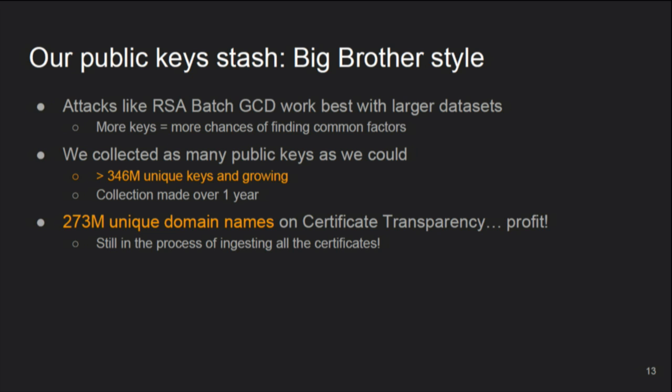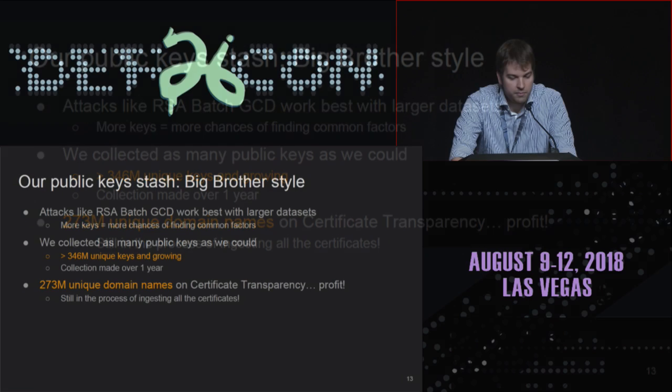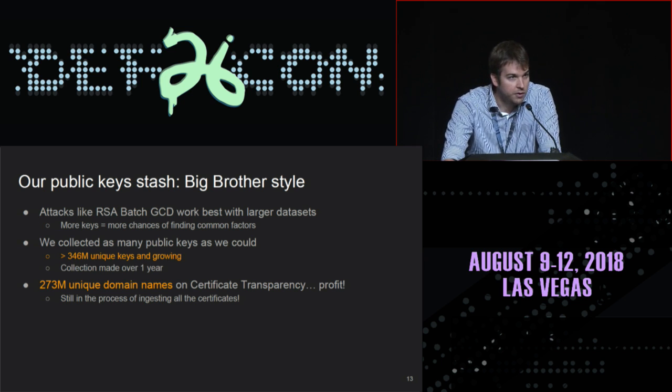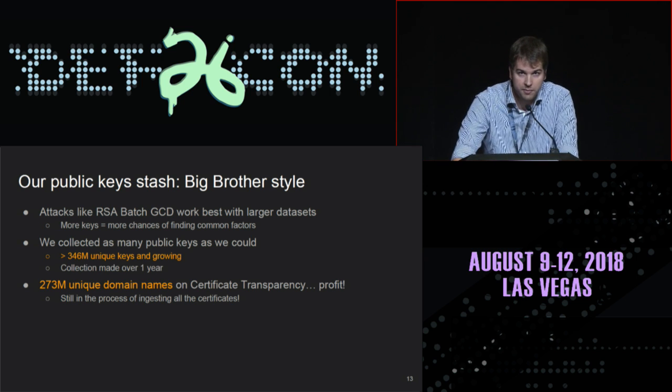So why is it interesting to actually have as many public keys as we can? When you run batch-GCD on RSA keys, you are looking for common factors, right? So the more keys you have, the more chances there are of having two keys with a common factor in the dataset. This is why it's good to have as many as possible. And we currently have over 340 million keys. This is still growing. We're still ingesting keys from certificate transparency.